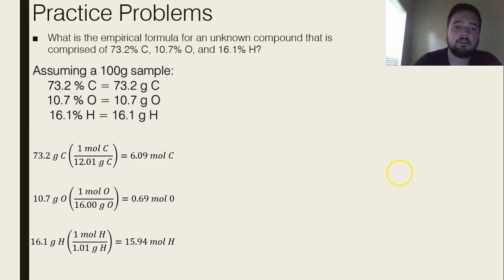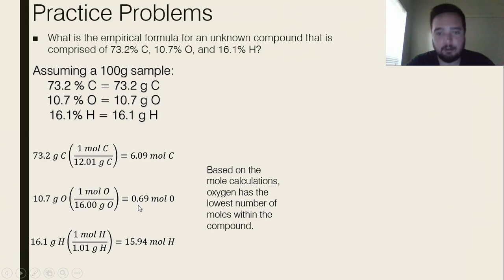Now, the next thing is that you have to say, okay, out of these calculated moles, which one is the smallest? Well, this one is the smallest because it's 0.69 compared to the other whole numbers. So I'm going to take 6.09 divided by 0.69, 0.69 divided by 0.69, and then 15.94 divided by 0.69. I'm dividing each one by the smallest number of moles. And what that does is it reduces the formula to the empirical formula, the smallest whole number ratio that is required for that to have the chemical and physical properties that that molecular sample has.